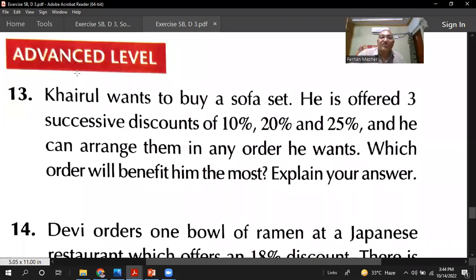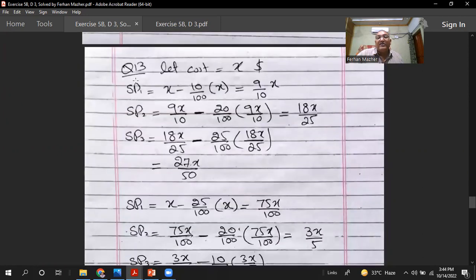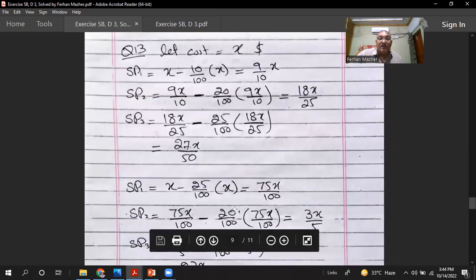The next question is question number 13, a little tricky question. Carol wants to buy a sofa set. He is offered 3 successive discounts of 10%, 20%, and 25%. And he can arrange them in any order he wants. Which order will benefit him the most? Explain your answer. Okay, so very tricky question because it does not involve too much numbers.